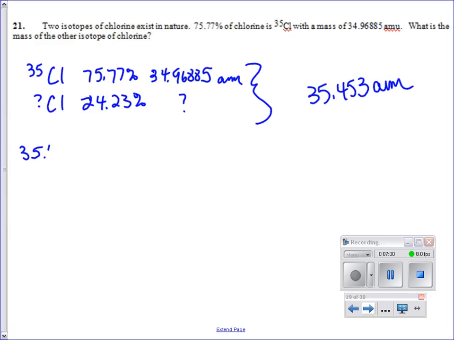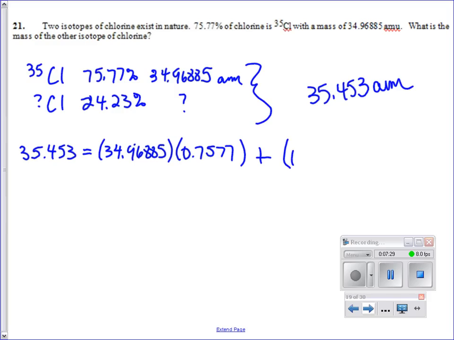So that's going to be what we set our whole statement equal to. So 35.453 is equal to, so we know our first isotope weighs 34.96885, and its percentage 0.7577. Oh, there goes the strange dyslexia brain of mine. 0.7577 plus, I know the percent, right? I know my percent is 0.2423. What do I do for the mass? X. So I'm going to solve for that.